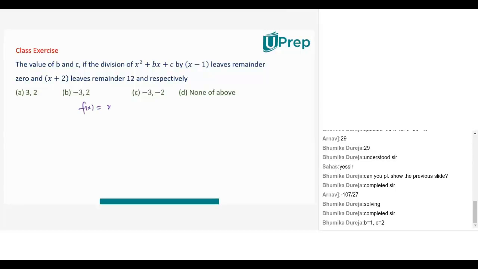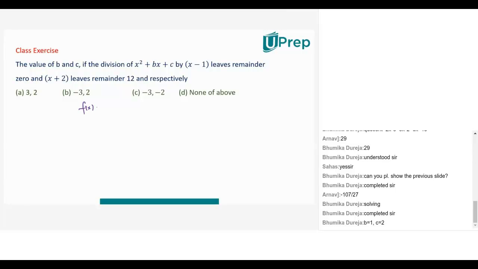Okay, Arnav says it's none of these cases. Let's wait for one more answer, then I'll solve. So Arnav, what are the values of your b and c, which you got? B is 1 and C is minus 2. Okay. So what are the two conditions he gave?